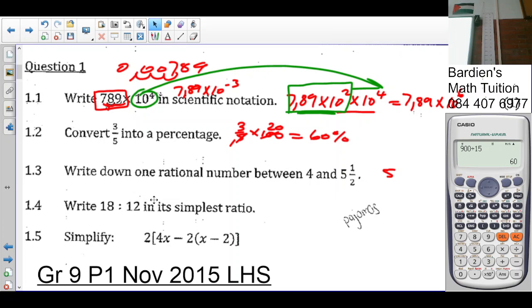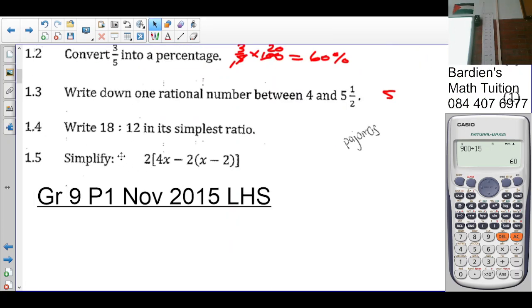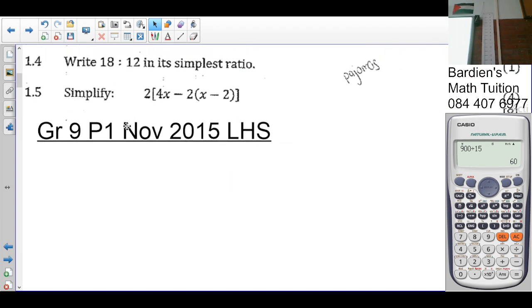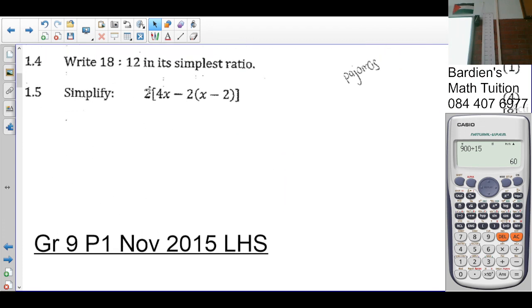Right. Let's carry on with the lives. Then it says write 18 is to 12 in the simplest form. So what do we do here? Divide by 6. Divide by 6. Nice. So that is going to give us 3 is to 2. But anyway, right, let's carry on.